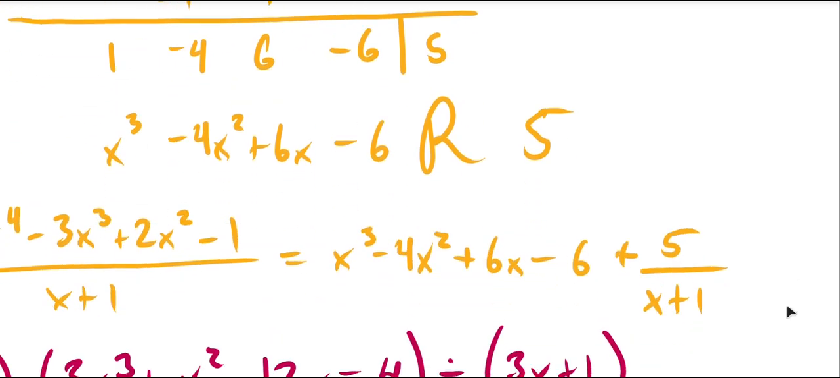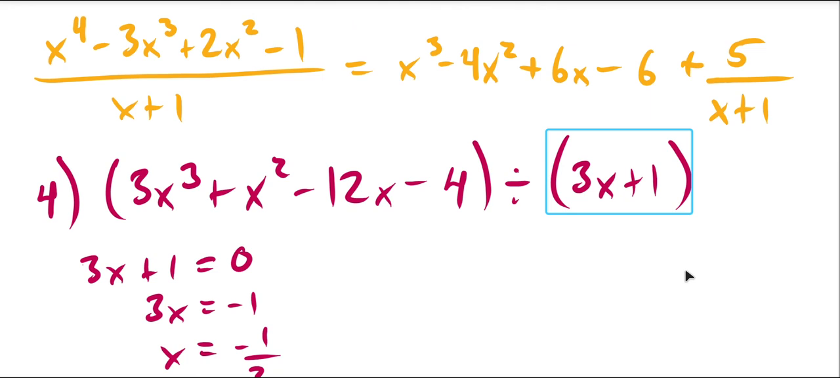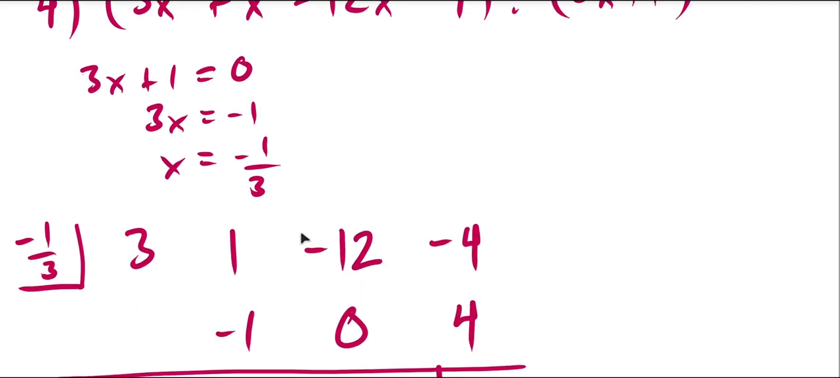Oh, my bad, there was one more to do. So let's take a look at this one. Now the roots are something a little bit trickier. This is 3x plus 1. Where is that equal to 0? Well, solving, we get x is equal to minus 1/3. Taking these coefficients and writing them down, we get 3, 1, minus 12, and minus 4.